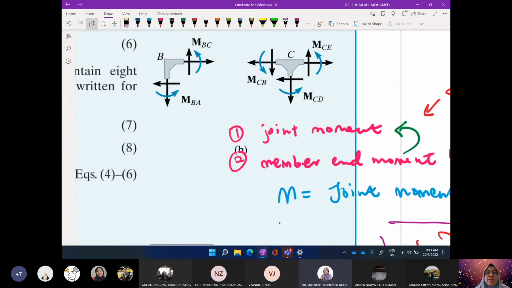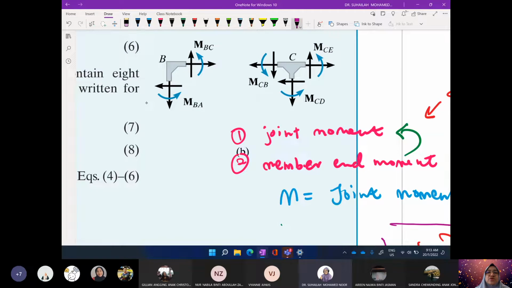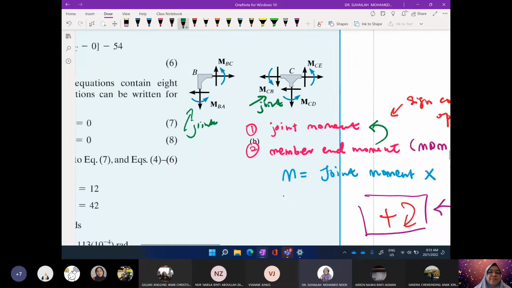That is why if we see this, this is actually referring to the joint. This is also the joint. So the moment is opposite to clockwise. It is anti-clockwise or counter-clockwise.